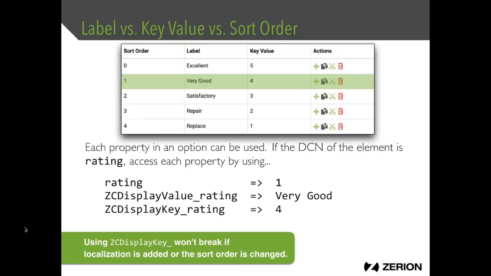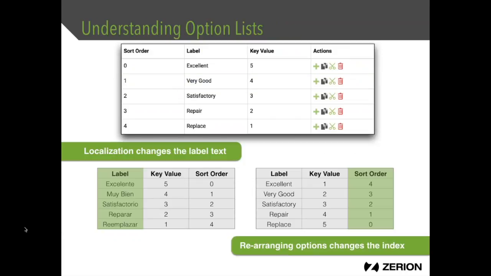Now, the reason we want to use the key value is because it won't break if we include localization in our option list or if you end up changing the sort order. So let me expand on that a little bit. One of the cool features about your option list, and actually about iForm Builder in general, is that you're able to add localization to the label text. So if your device is in a different language, you're able to accommodate for that.